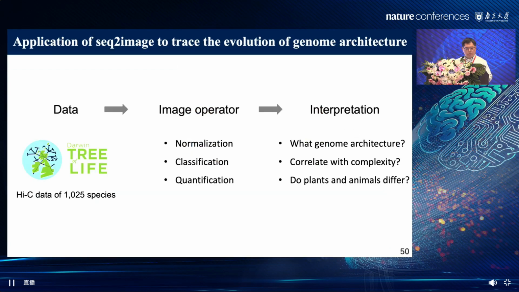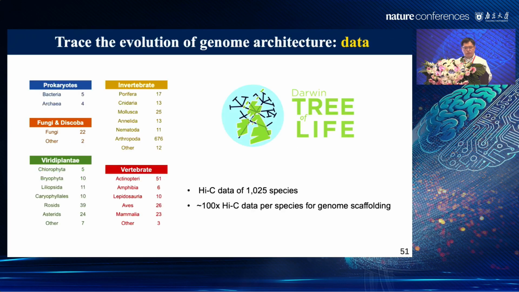All right, so we apply the sequence-to-image approach. We obtained the data from the Darwin Tree of Life project, which has generated more than 2,000 species genomes already, but at that time we only had 1,000 species, and we got the Hi-C data from it. And Hi-C data, by definition, is already in the image space. Then we apply the image operators to do all kinds of normalization, classification, and quantification. All right, let me first introduce the data set.